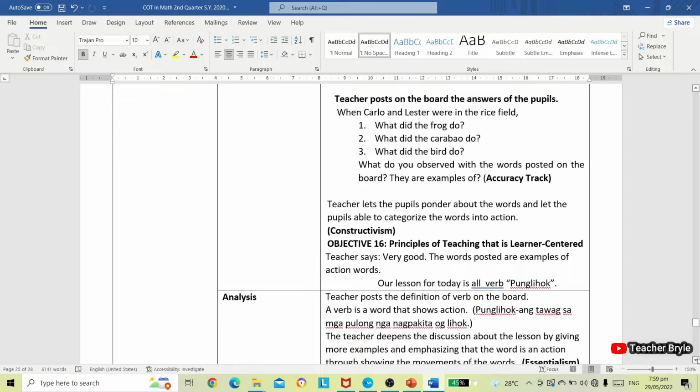When Carl and Lester were in the rice field, number 1. What did the frog do? Number 2. What did the carabao do? Number 3. What did the bird do?